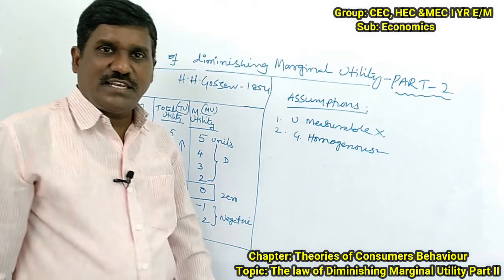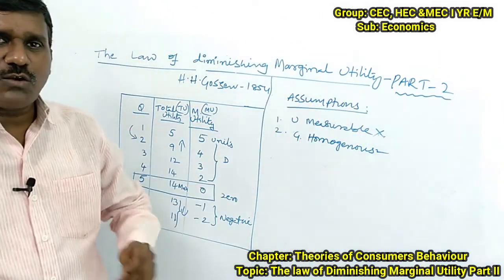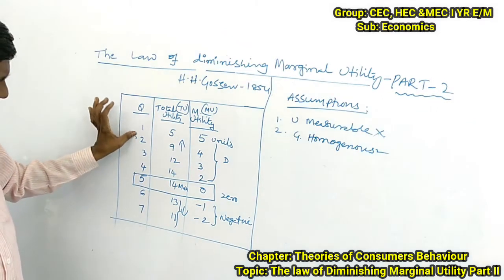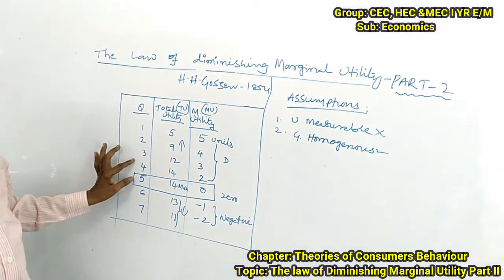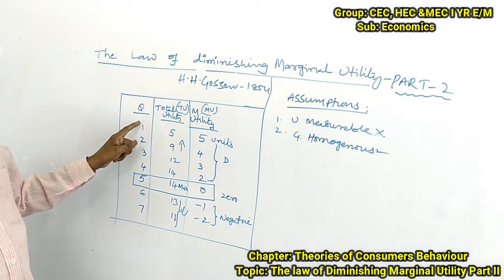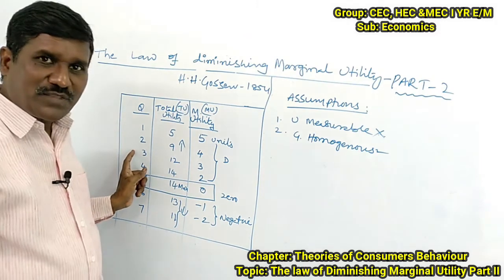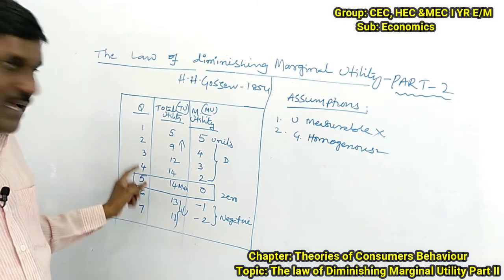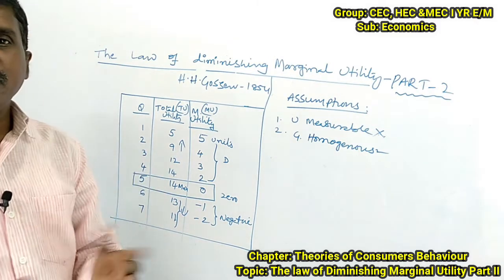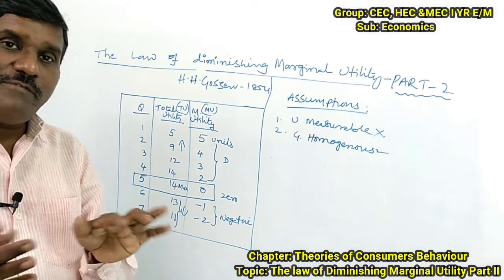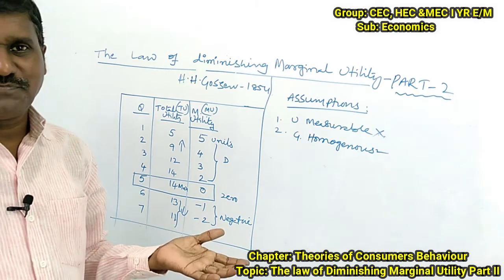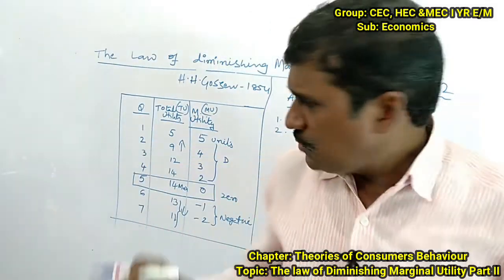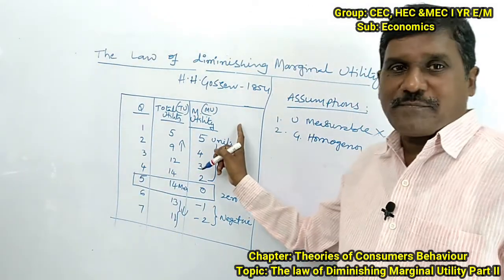Goods are homogeneous. What does it mean that goods are homogeneous? It means the goods and services we are taking should be homogeneous. If you take apples, all should be apples. If you take mangoes, all the fruits should be mangoes. There should be no differentiation between one commodity and another. All should be the same. When the goods are all the same, the law can be applied.